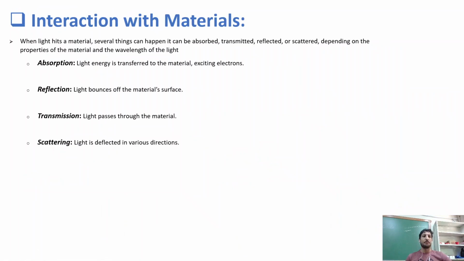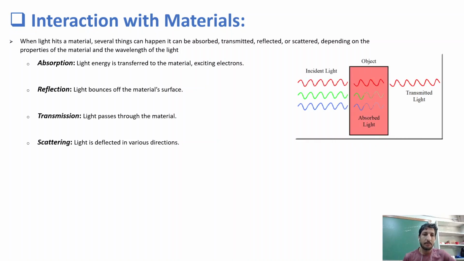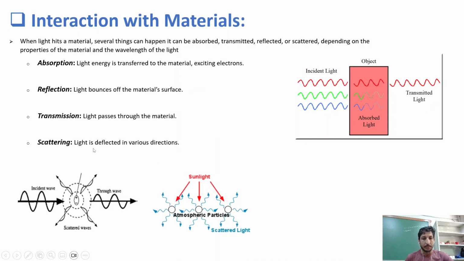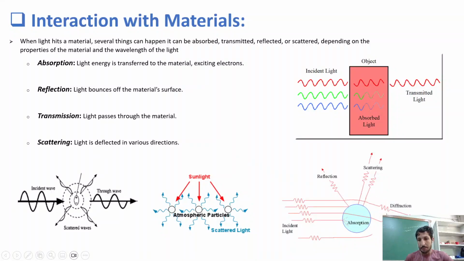We can see that when light hits a material, several things can happen, and it depends mainly on the properties of the material and the wavelength of the light. So it may be absorption, reflection, transmission, scattering. In this last picture, we can see that if incident light falls on the surface of the material, it may be absorbed, it may be reflected, it may be scattered, and diffraction and maybe refraction can happen.